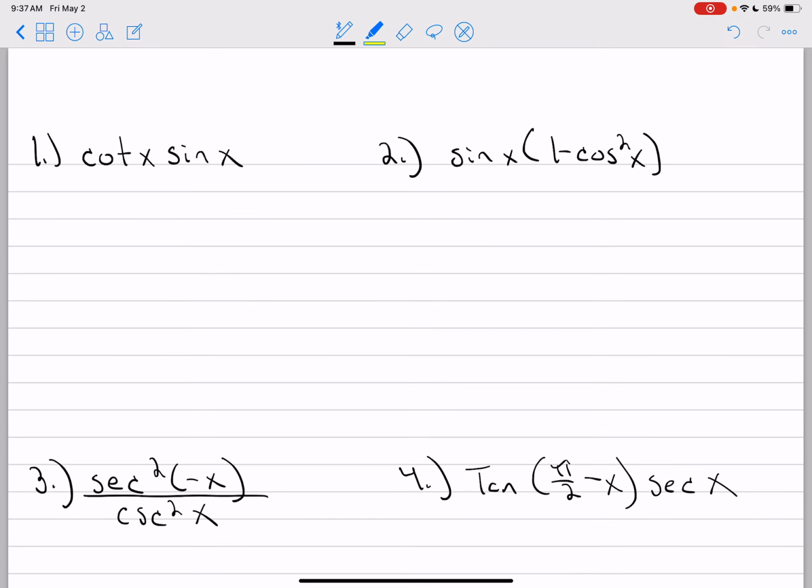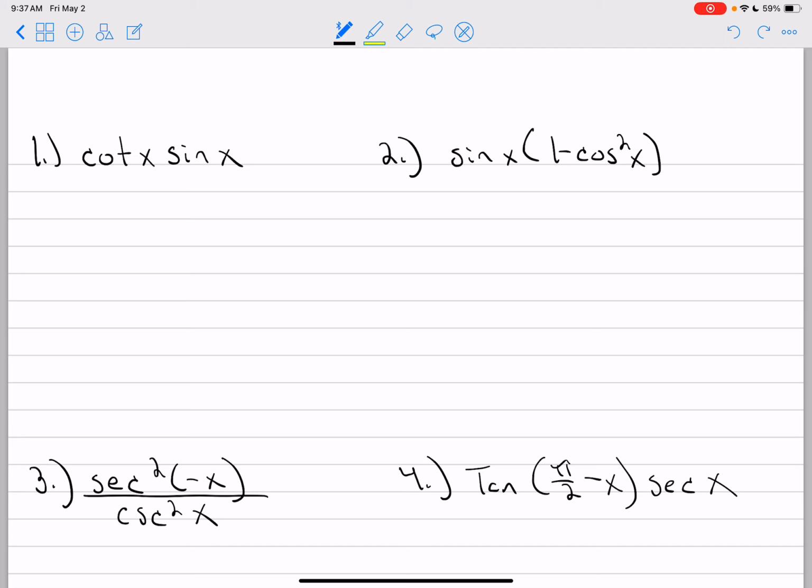All right, so let's do number 1. It says the cotangent of x times the sine of x. So let's go through these steps. So you're like, okay, what does step 1 say? Step 1 says convert any Pythagorean, cofunction, or even and odd identities. Don't have any of those. Step 2 says rewrite the expressions in terms of one function.